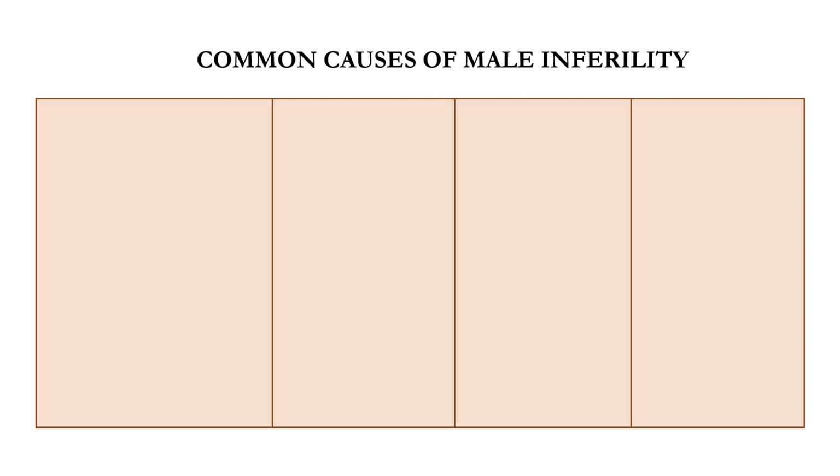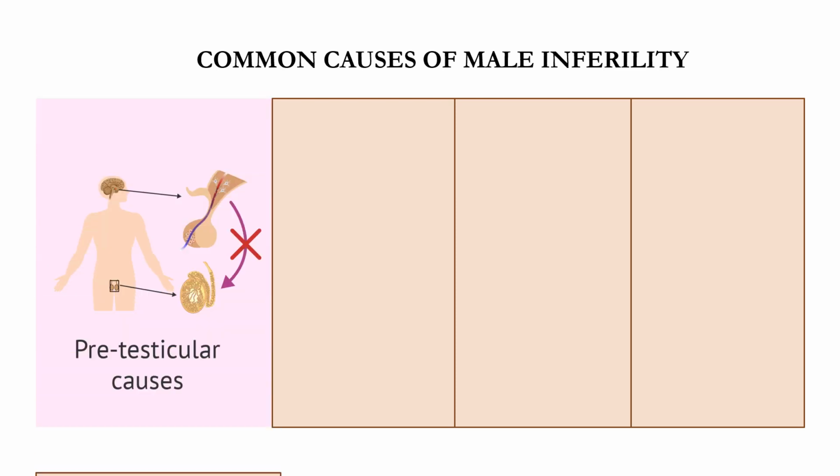Now, common causes of male infertility. Some causes are pretesticular. That is, we know about the hypothalamo-pituitary gonadal axis of male. It will start from the hypothalamus, then it will go to the pituitary. In the pituitary, the LH will be released, that will stimulate the testicular cells to secrete other hormones. So any disruption of this pathway is a pretesticular cause.